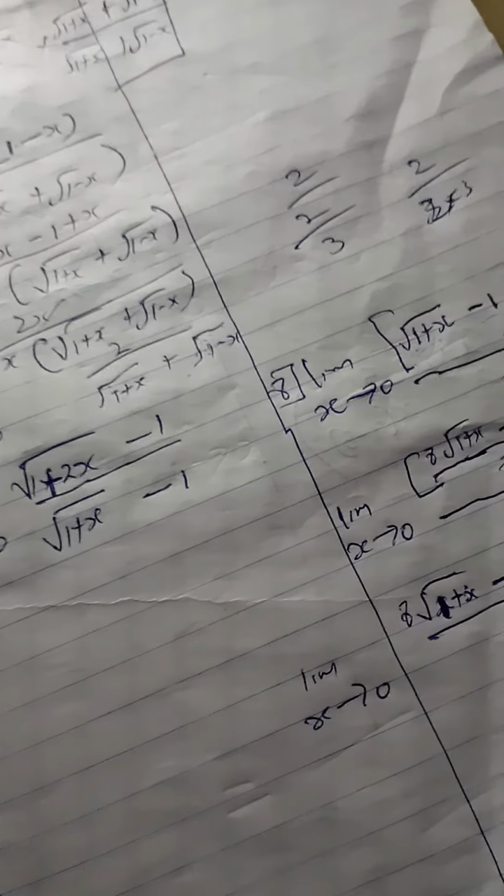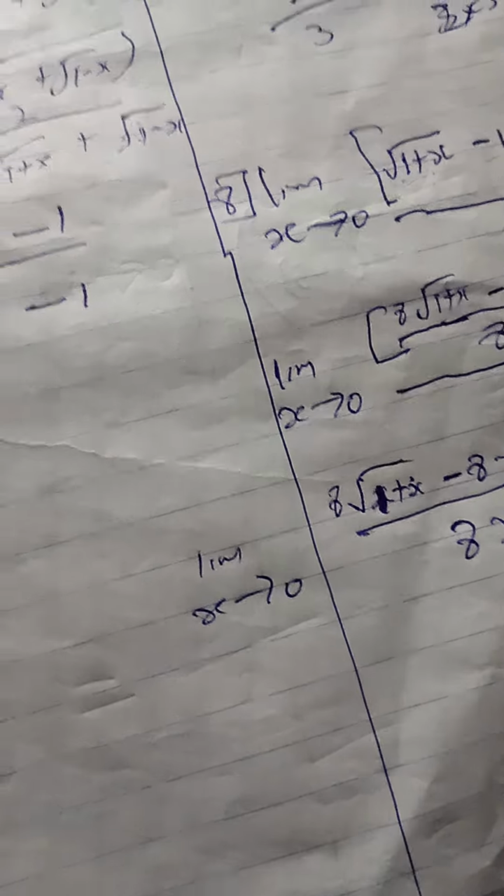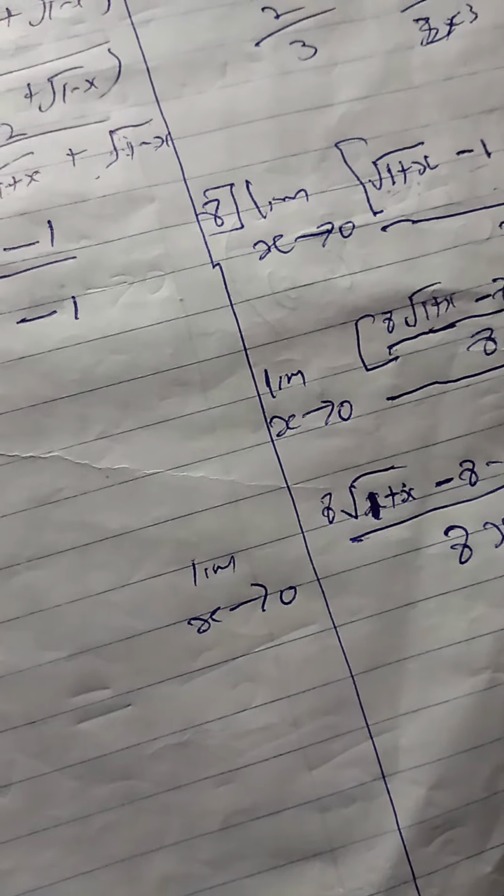So that's it. So what are we going to do? Can I put my 0 directly? No, I cannot put it directly. And I'm thinking of how not to use L'Hopital's rule. I'm thinking of that.